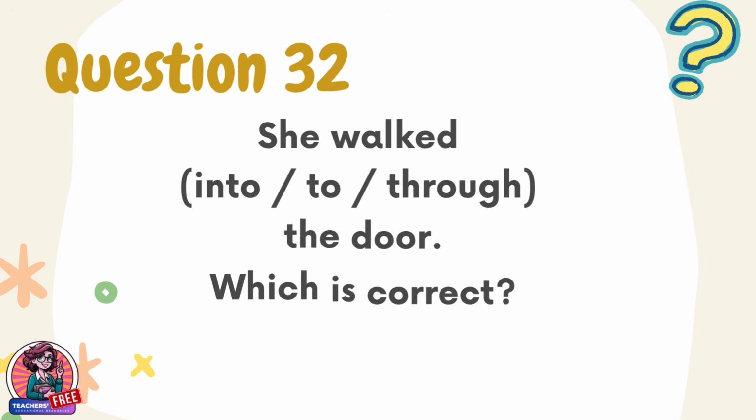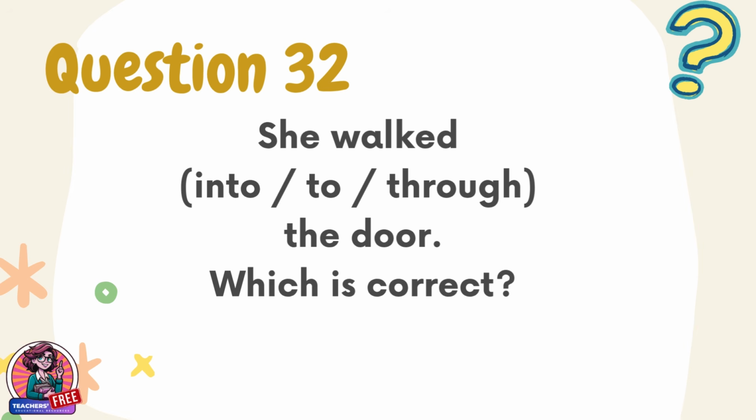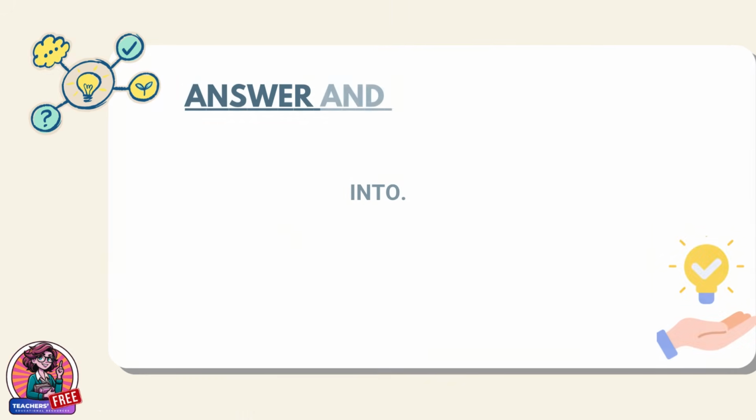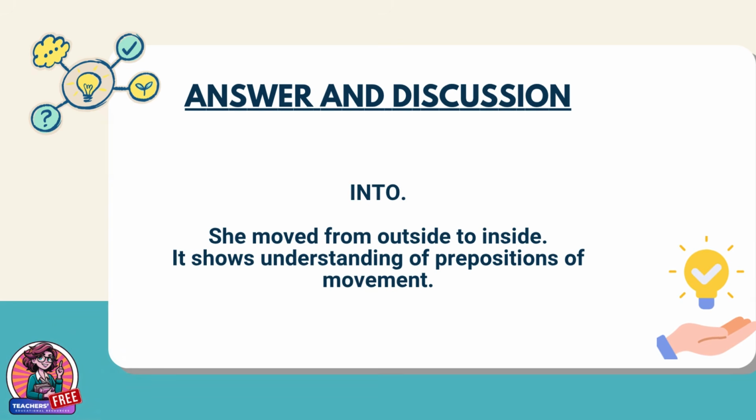Question 32. She walked into, to, through the door. Which is correct? Answer: into. She moved from outside to inside. It shows understanding of prepositions of movement.